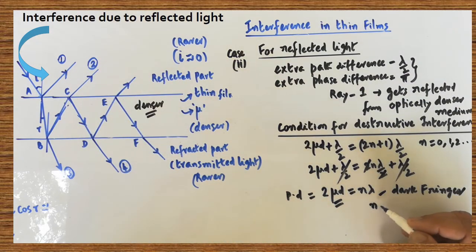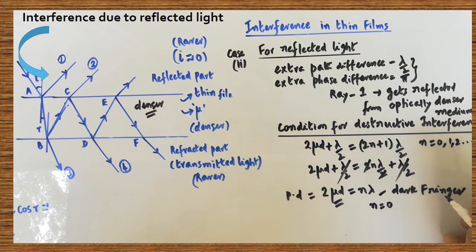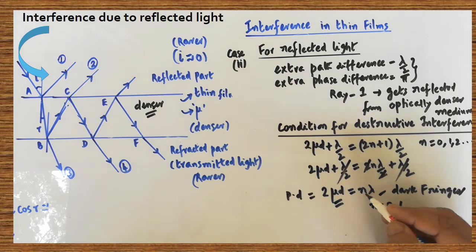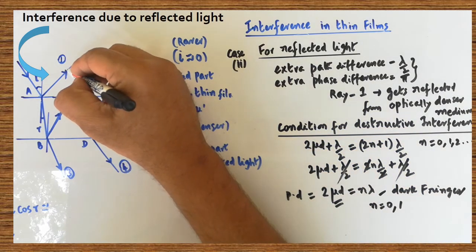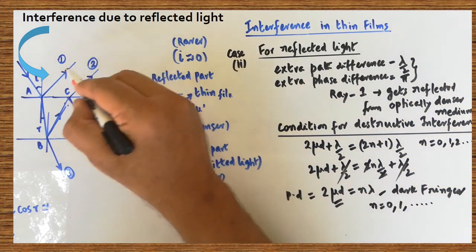If n is equal to 0, substitute 0 here. If there is no path difference, after interference they will create which kind of fringe? First dark fringe will be created. If 1 is substituted instead of n, you will get 1 lambda. If 2 mu d is equal to 1 lambda, the path difference between 1 and 2 must be equal to 1 lambda. Then the second dark fringe you will observe. So like that it goes on. Are you clear? So these are all the conditions for destructive interference in the case of reflected light.